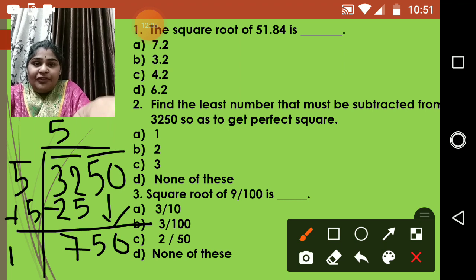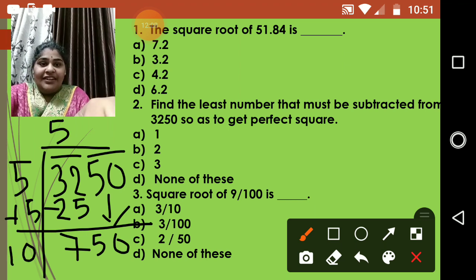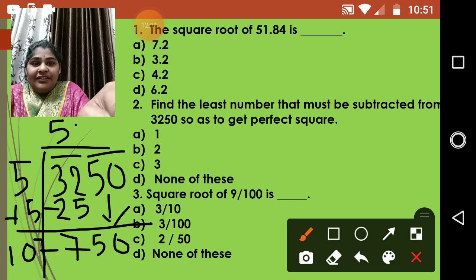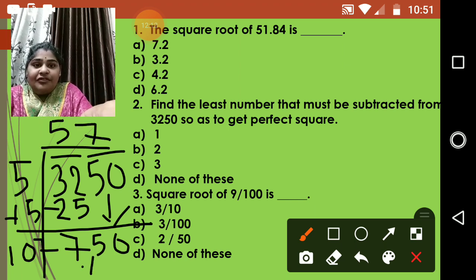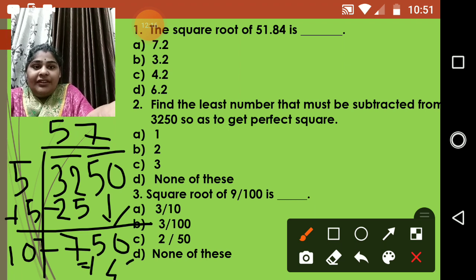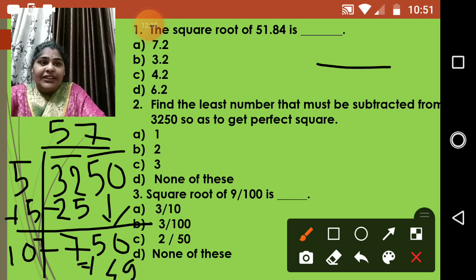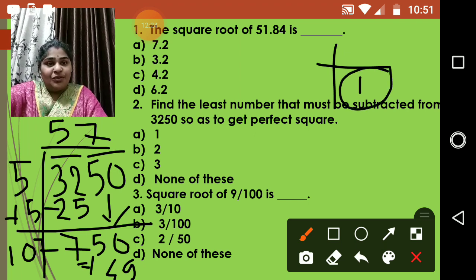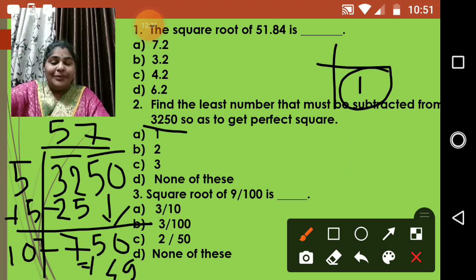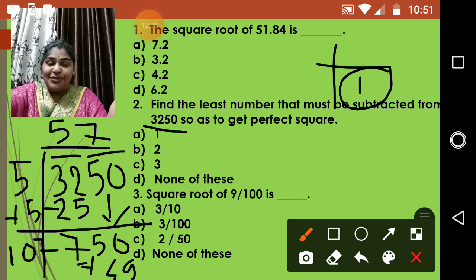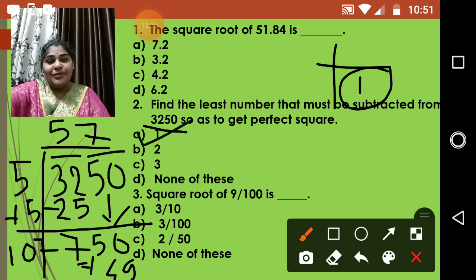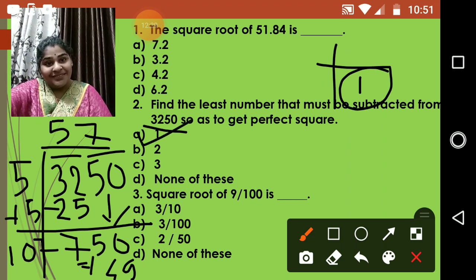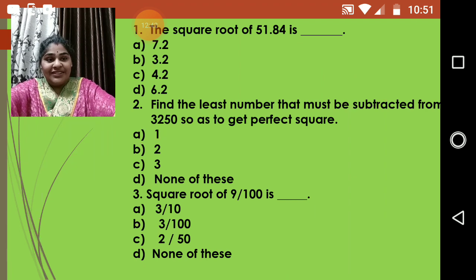And here on the left hand side I will write 5 plus 5, it will be 10, right? Now I know 107 sevens are 749. So 750 minus 749, the remainder will be 1. So now the remainder is not 0. So we know that 3250 is not a perfect square number. So 1 is the remainder. So 1 should be subtracted from 3250 to get a perfect square. So I will choose my option number A, that is 1. I hope this division method is clear, children.